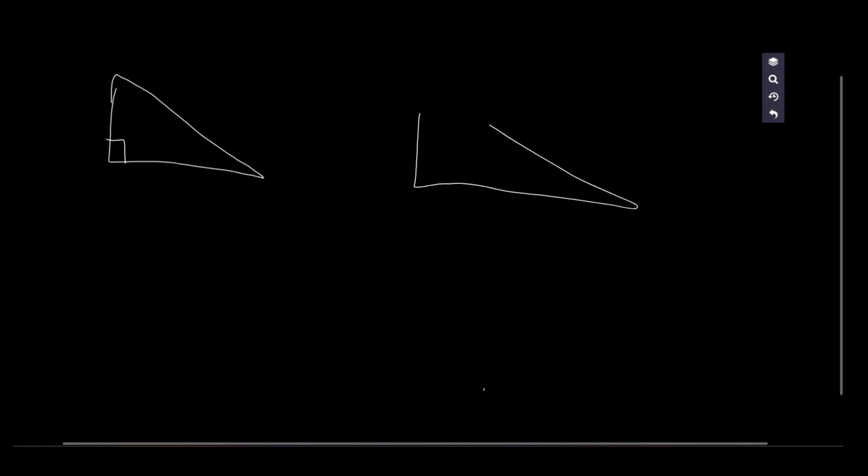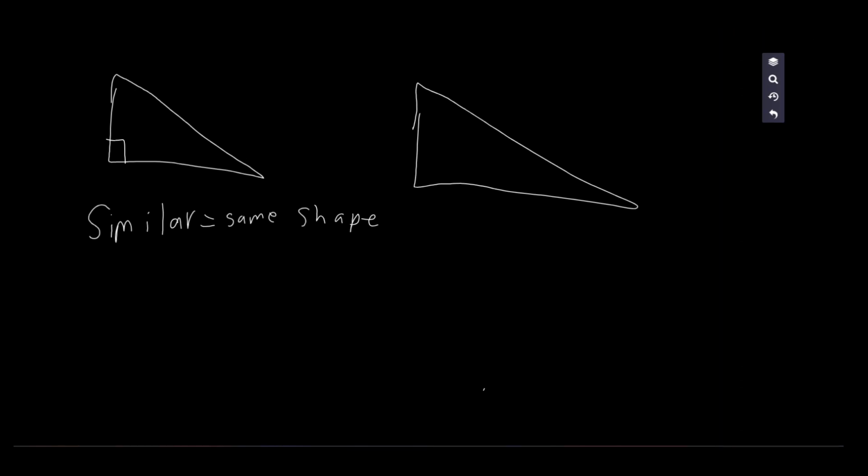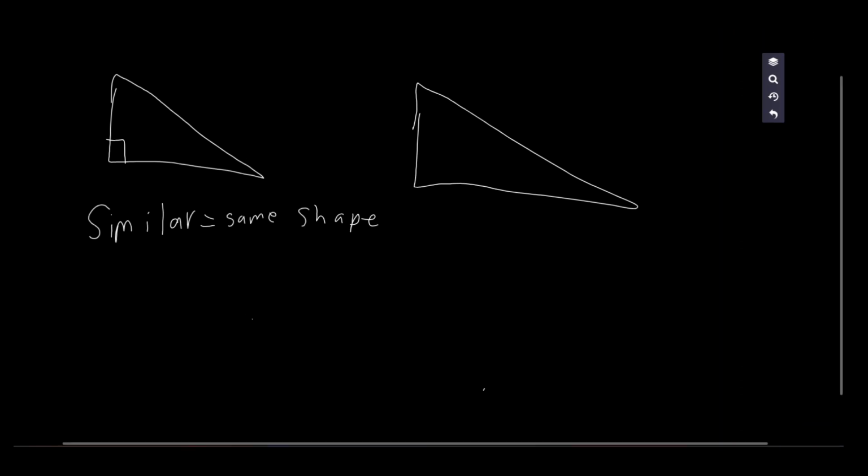Okay, before we start in this lesson, let me talk about similar triangles. Now, what are similar triangles, or just what makes anything similar? Well, a similar object has the same shape. I'll just write that here. Similar means same shape. Now, this does not necessarily mean the same size. Let me give you an example here.